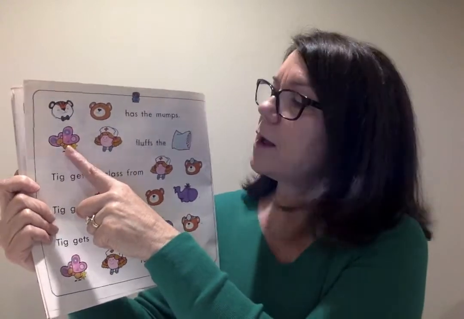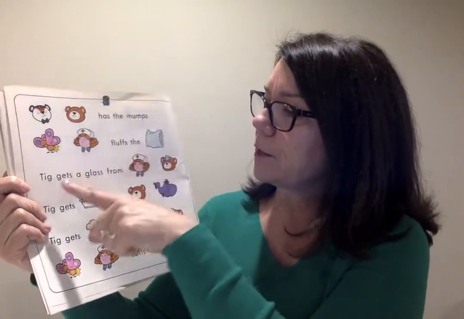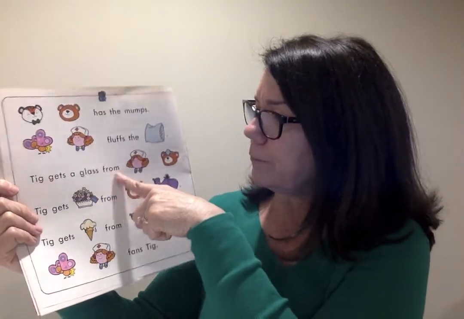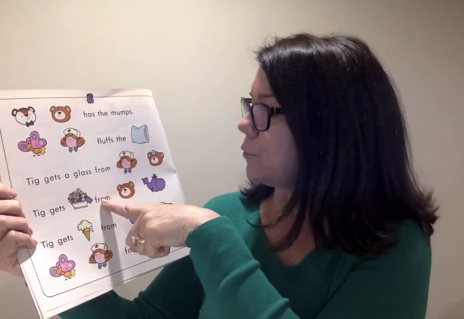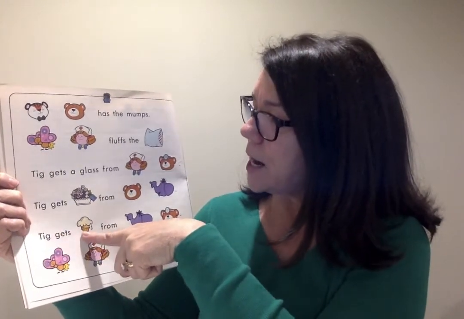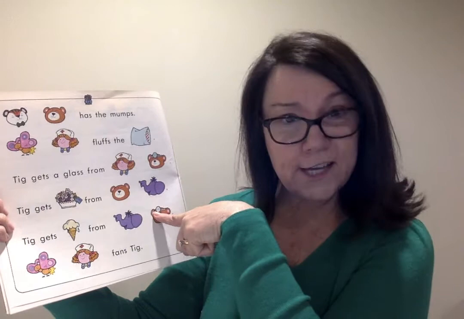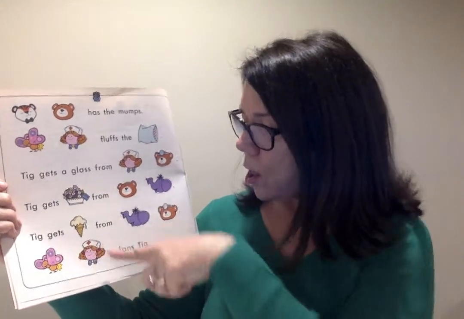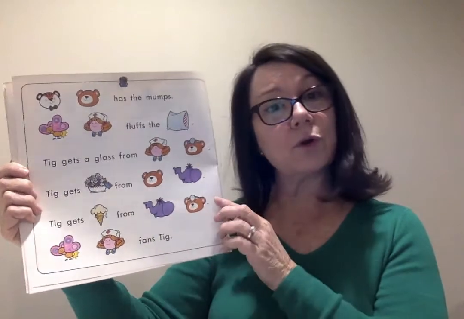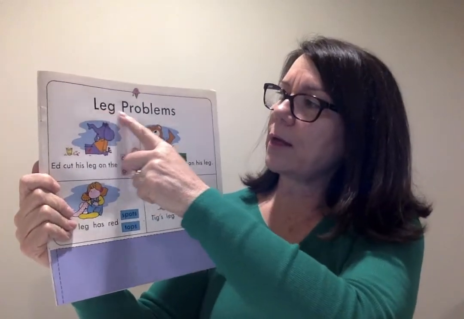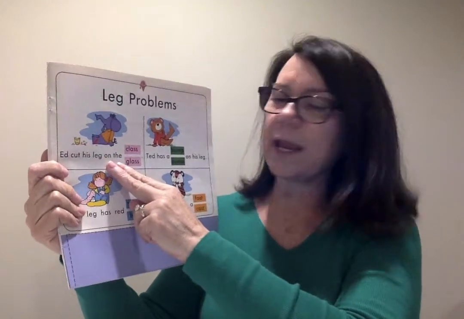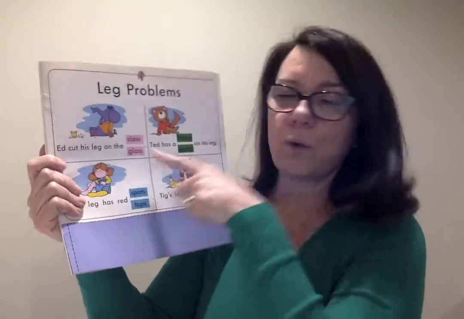You have to decide whether Flit or Doll fluffs the pillow. Tig gets a glass from Doll or Ted. Tig gets flowers from Ted or Ed. Tig gets vanilla ice cream from Ed or Ted. Flit or Doll fans Tig. So you'll circle the correct answer using a 2 o'clock dot. Then you're going to flip over to leg problems. You're going to be reading the sentence and circling the correct answer.